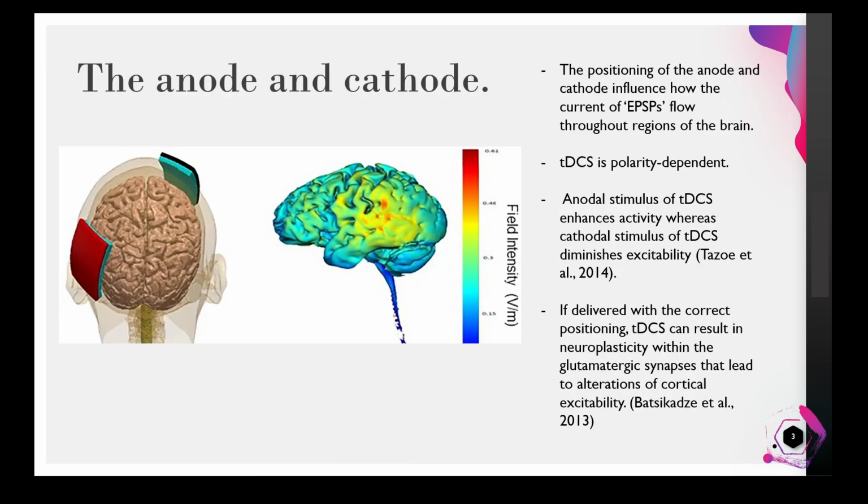This is where the electrodes known as the anode and cathode are essential to explain, as the positioning of the anode and cathode influence how the current of EPSPs flow throughout regions of the brain. Furthermore, the effects of tDCS are polarity dependent, in which anodal stimulus of tDCS enhances activity, whereas cathodal stimulus of tDCS diminishes excitability. And if delivered with the correct positioning of the electrodes, it can result in the curation of a neuroplastic state of the glutamatergic synapses, and which thus can lead to alterations of cortical excitability.